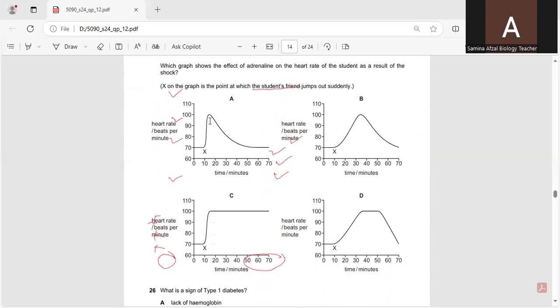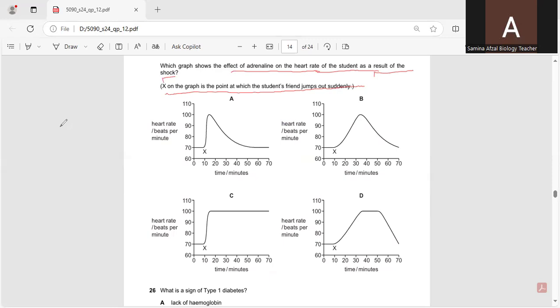Question number 25, and in question number 25, you can see four graphs are shown. The effect of adrenaline on the heart rate of the student as a result of the shock. X on the graph is the point at which the student's friend jumps out suddenly. So heart rate, beats per minute, is on the y-axis and time in minutes is on the x-axis. So in question number 25, we have to find out the point x.